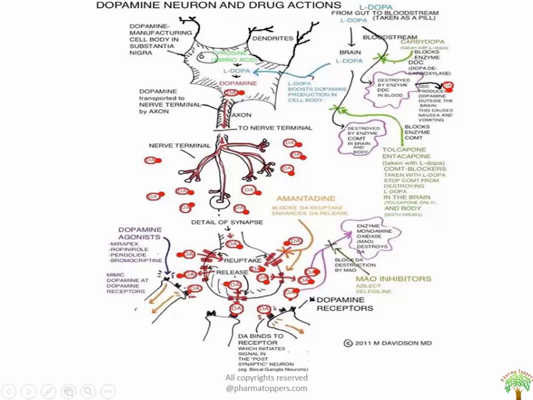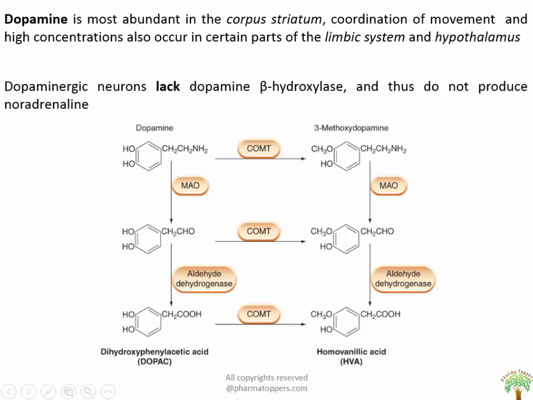So moving on, dopamine is the most abundant in corpus striata, which is a part of extrapyramidal motor system concerned with the coordination of the movement, and high concentrations also occurred in certain part of the limbic system and hypothalamus, and in hypothalamus it was found to inhibit the secretion of the prolactin.